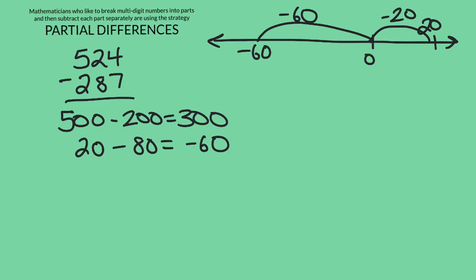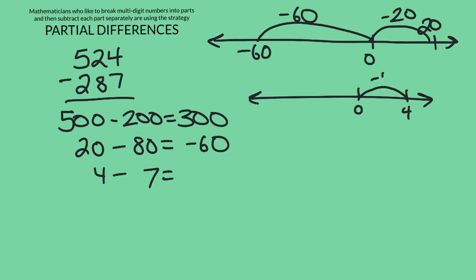And then I'll do the same thing for 4 minus 7. Again, lots of people might say that you don't have enough, but that's just not true because negative numbers help us. So again, if I was to start at 4 and go back to my landmark number of 0, I need to subtract 3 more, and that gets me at negative 3.